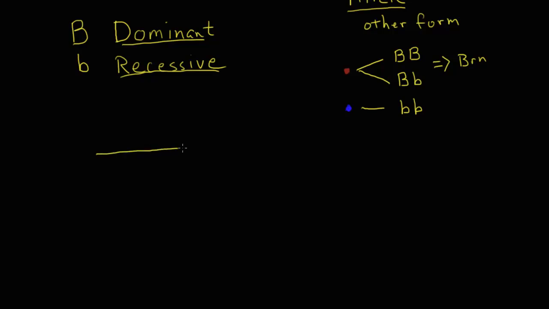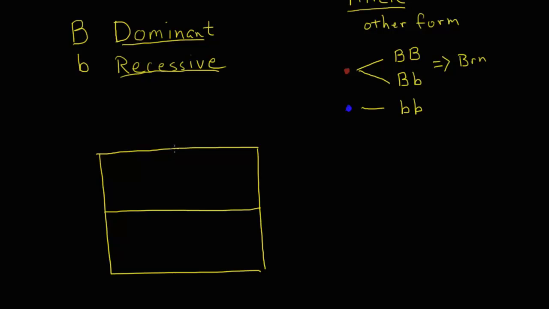And what we use to figure out what type of genes and what type of characteristic an offspring will have is something called a Punnett Square. Here's our Punnett Square. And the Punnett Square is just a way of finding the different combinations that you can get.